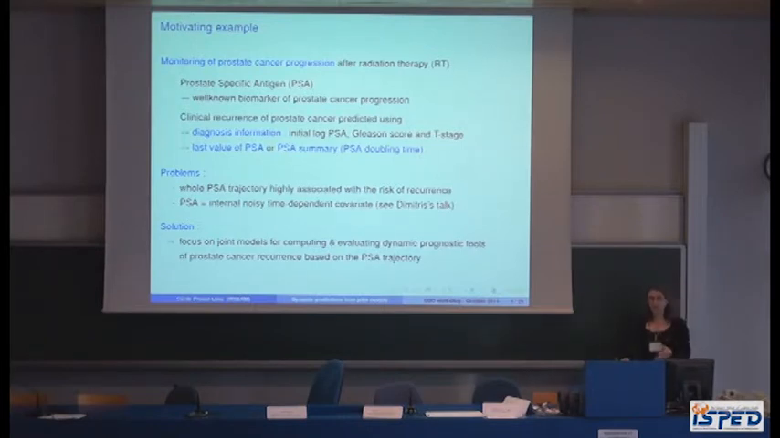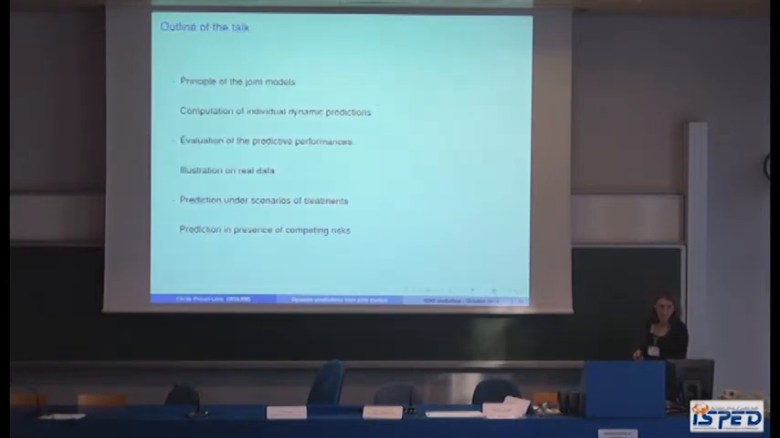I will focus on joint models to compute and evaluate dynamic prognostic tools of clinical recurrence of prostate cancer based on the PSA trajectory. So I will just remind a little bit the principle of joint models, and then I will move on to computation of individual dynamic predictions. I will then introduce how we can evaluate the predictive performances of such dynamic predictions, and I will illustrate on PSA evolution and clinical recurrence of prostate cancer.